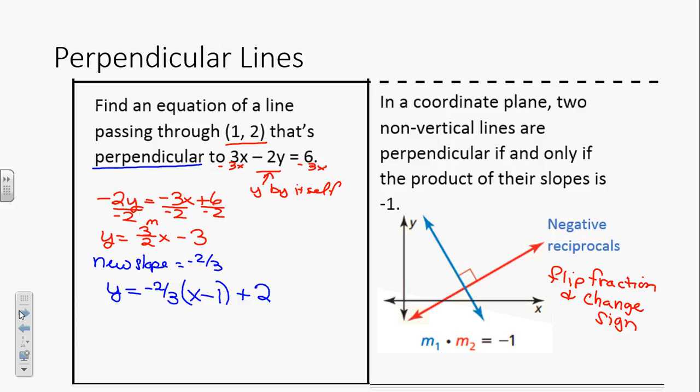Okay? So we distribute. y equals negative 2/3 x plus 2/3 plus that 2. And it's okay to call this 2 2/3 or 2.6 repeating or 8/3, right? All of those are okay. It's just that we always write our slope in fraction form. But the y-intercept can be in any of those: mixed number, improper fraction, decimal, I don't care. But slope's always a fraction. Okay?